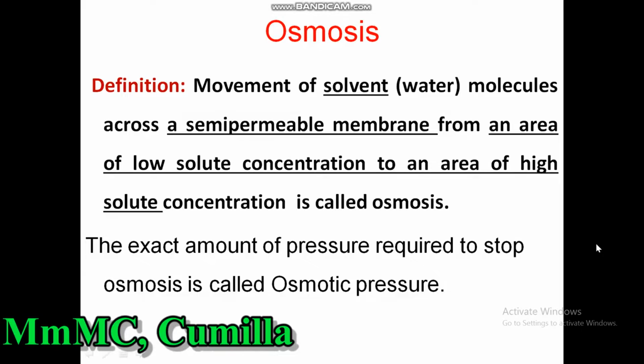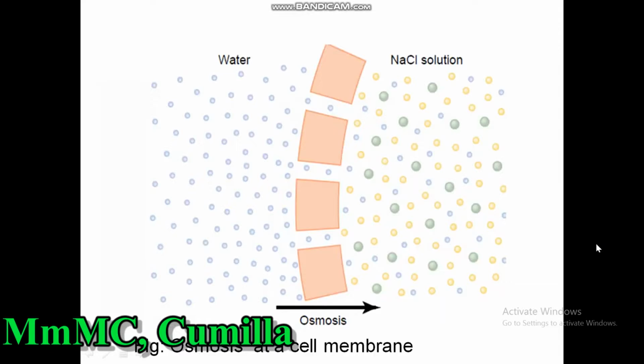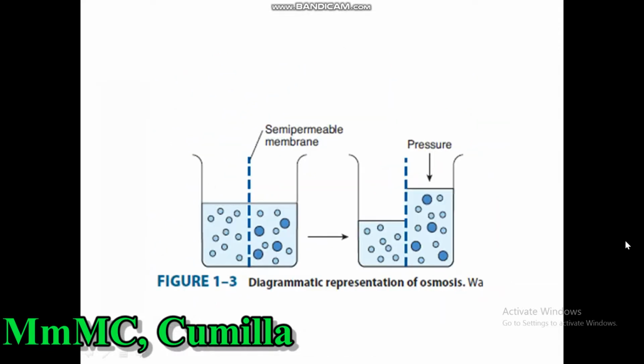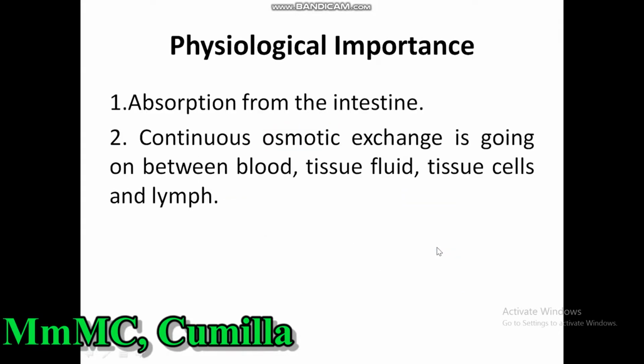Now, the exact amount of pressure that is required to stop osmosis is known as osmotic pressure. In this diagram, we see there is an equal amount of solvent and solute molecules separated by a semi-permeable membrane. Subsequently, we see there is only movement of the solvent molecules, but the solute molecules remain the same. This movement is known as osmosis.